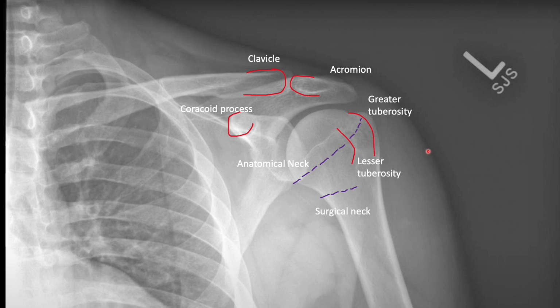This view is the shoulder in external rotation. It's anterior to posterior, and the best way to identify this as an external rotation is by identifying the greater tuberosity. It's usually really prominent.